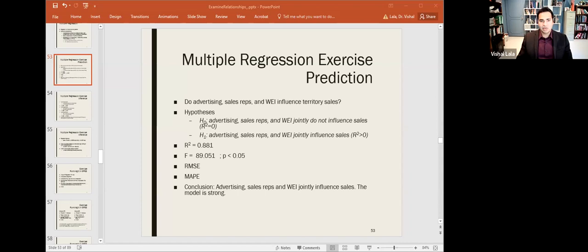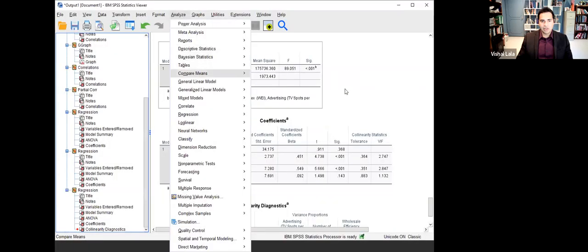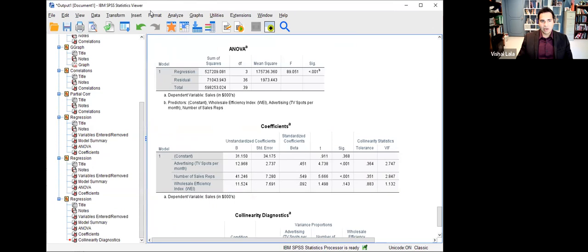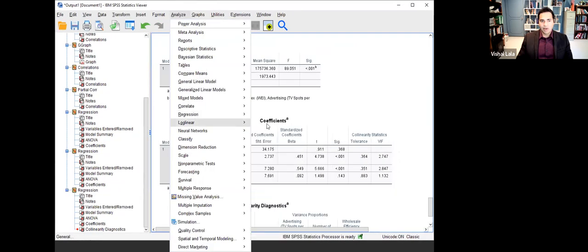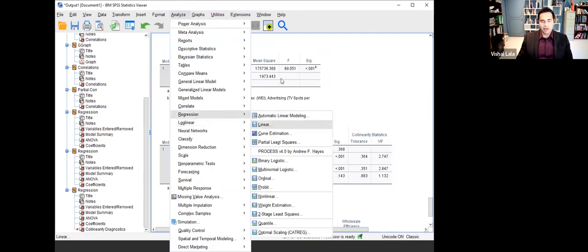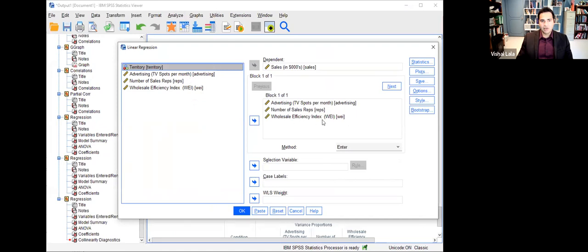We were looking at how you can examine relationships specifically using multiple regression. In this particular exercise, we examined the role of advertising, sales reps, and WEI on sales. We conducted this analysis by constructing a multiple regression. So what we did was we essentially ran some analysis that gave us this output. We got the output by running regression linear and moving our predictors to independent and our outcome variable to dependent.